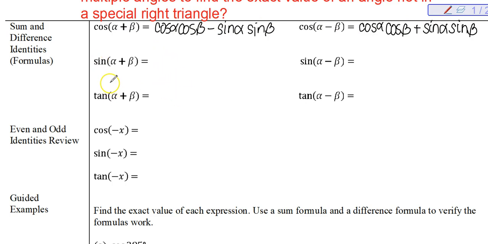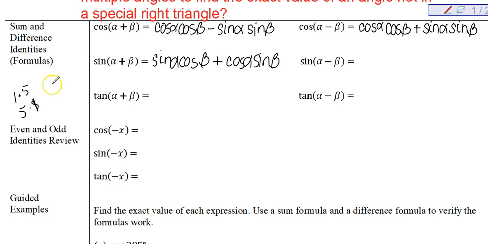Let's move on to sine of alpha plus angle beta. It goes like this. Sine of alpha, cosine of beta, plus cosine of alpha, sine of beta. Now, remember that multiplication is commutative, right? So 1 times 5 is the same as 5 times 1. True? And I'm saying this on purpose because on the quiz you're going to take tomorrow, I will rearrange these equations a little bit. It doesn't make them false if I rearrange them.